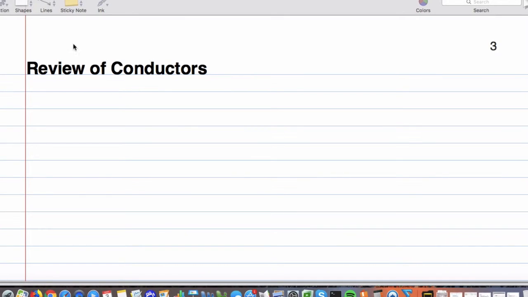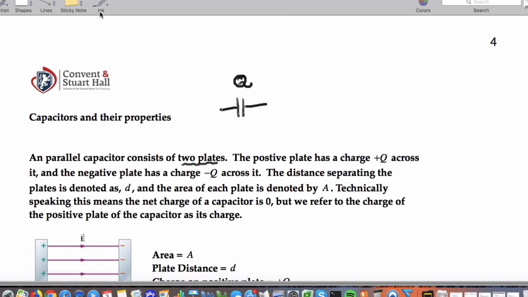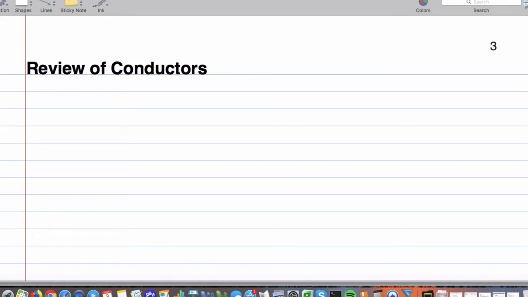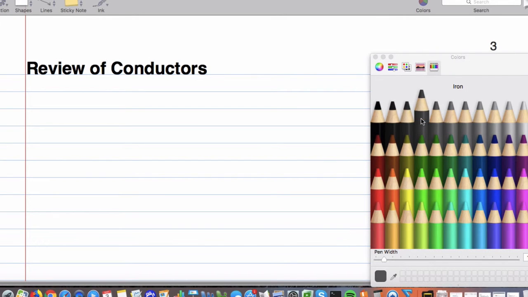Everyone, the notes that I handed you in the last class for homework are a description of capacitors and their properties, and we're going to get into that in a second. But before we do that, I want to review a little bit of our discussion last school year on conductors. So, of course, when I think of a conductor, I think of a metal.